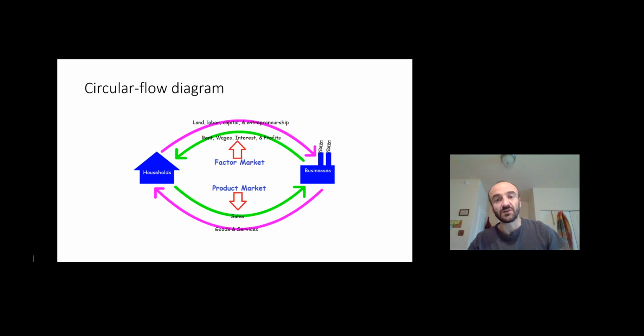What business firms get in exchange? They get sales or revenues from the households. So this is the circular flow diagram that explains the basic model of a macroeconomy.